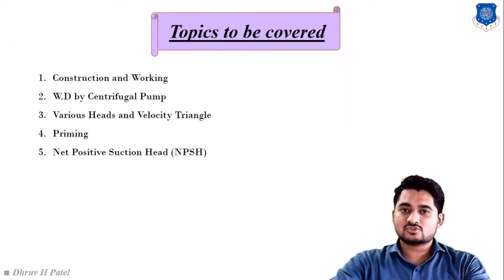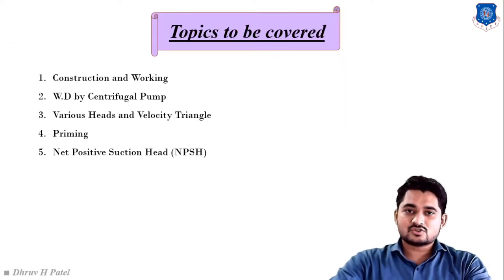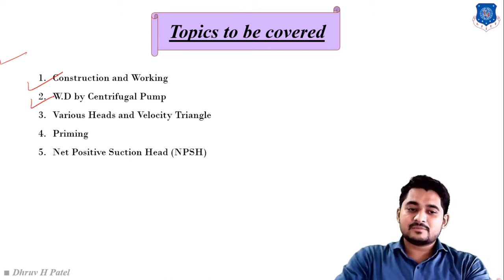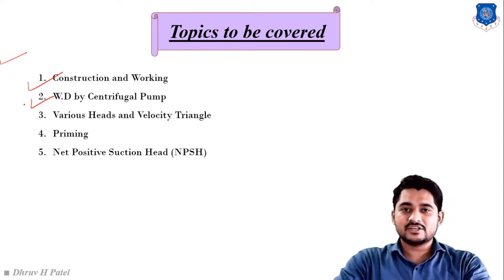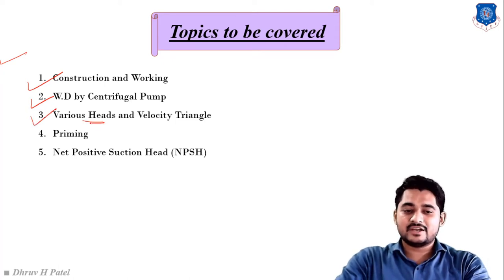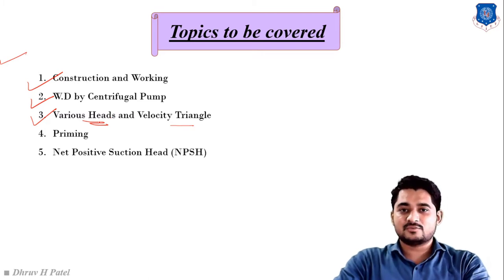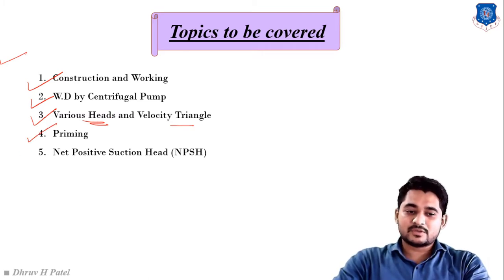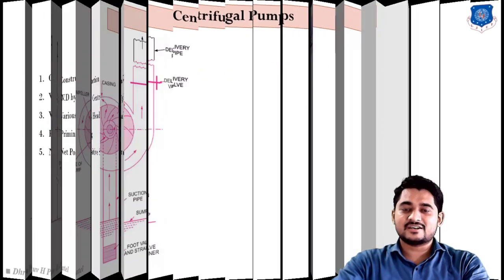First of all, the topics to be covered during this chapter. The first topic will be construction and working of the centrifugal pump, then work done by the centrifugal pump. As you already know, the centrifugal pump is the inverse of hydraulic turbines, right? Then we will learn various types of head and various efficiencies related to the centrifugal pump, as well as the velocity triangle of the centrifugal pump. Then our fourth topic will be the priming process, and our last topic will be net positive suction head, that is NPSH. So let us start this chapter.